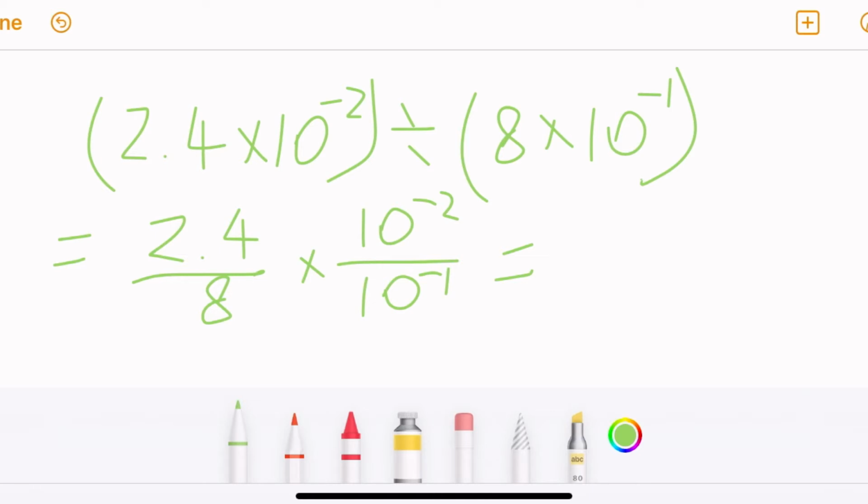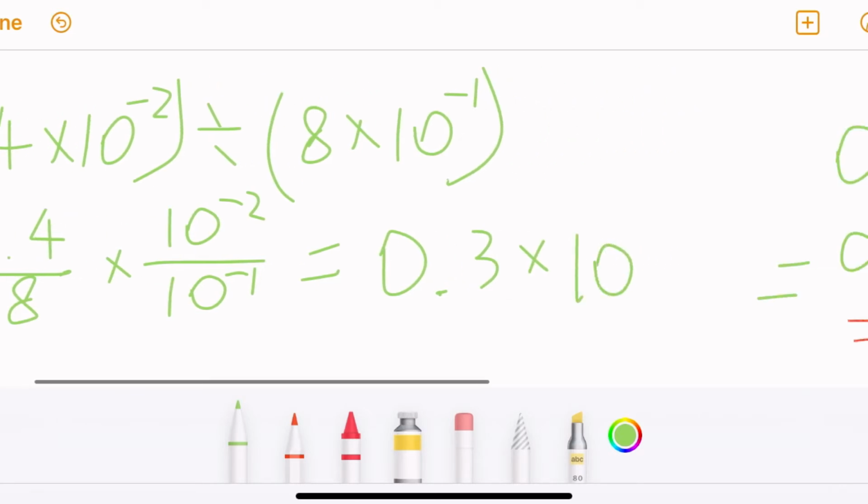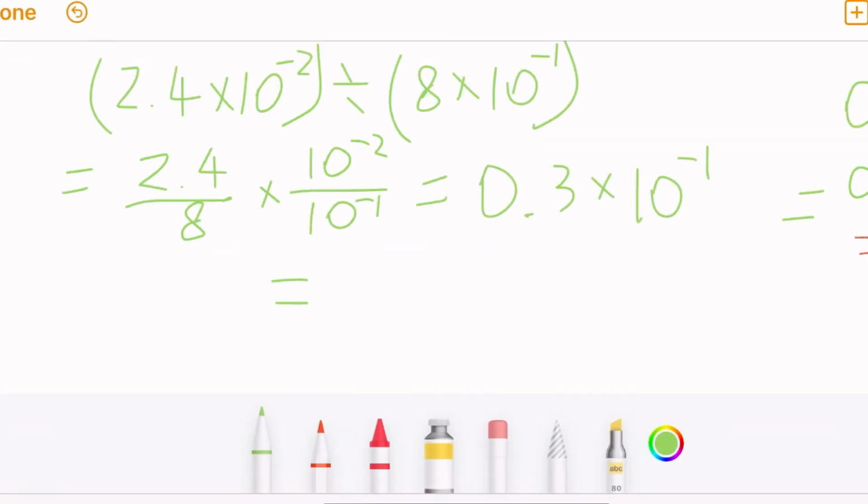So first, let's break 2.4 over 8. We will get 0.3 multiplied by 10. Now, negative 2 minus negative 1 is equal to negative 2 plus 1. And negative 2 plus 1 is 1 minus 2. And that will give us negative 1. Now we need to make a number between 1 and 10. And that should only be 3. But what shall we do to 3 so that it can equal 0.3? Well, we're going to multiply it by 10 to the power of negative 1, right? Because 3 divided by 10 will be 0.3.